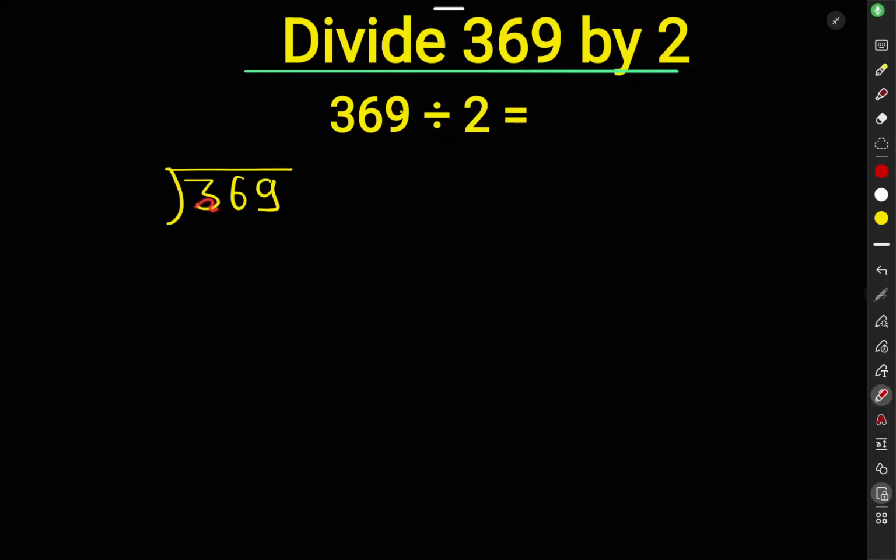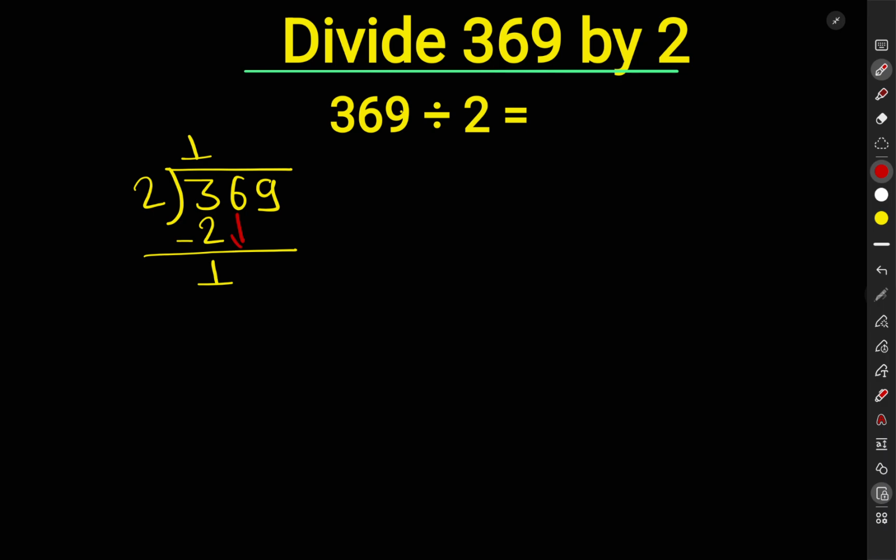Here we divide 369 by 2 in the long division method. So 2 times 1 means 2. On subtracting we get 1. So now this 1 is less than 2.